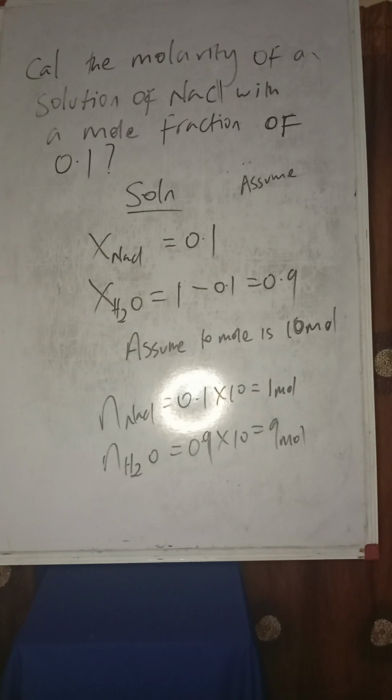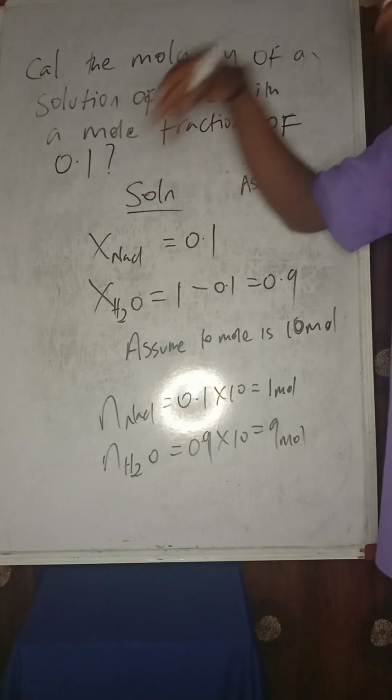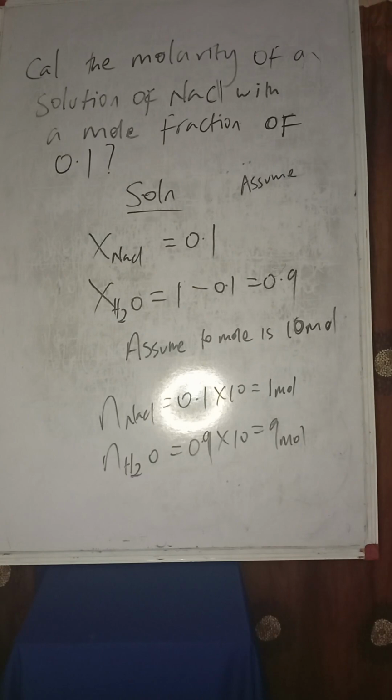Having assumed that the mole is 1 and 9, the mole can be 10 and 90. Depending on your figure, the mole can still be 0.1 and 0.9. So just assume that the total mole is 1. The 0.1 of 1 is 0.1, 0.9 of 1 is 0.9. In as much as the mole fraction is constant, as I said before, the molarity is constant. So we should know that.